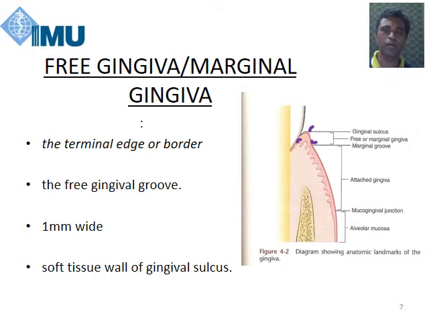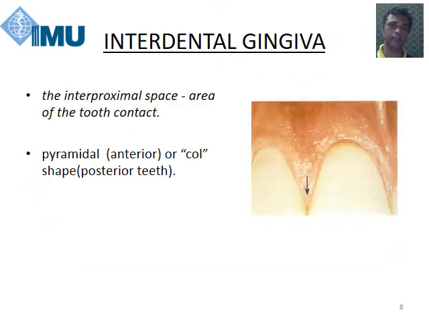So the free or marginal gingiva extends from the gingival terminal edge to the marginal groove, and this bounds a small space called the gingival sulcus. So this is the gingival sulcus. There is a free gingival groove. It is about 1 millimeter in width and it forms the soft tissue wall of the gingival sulcus. So this is about the free gingiva, marginal gingiva, which we term a bit different from the interdental gingiva. So what is interdental gingiva?